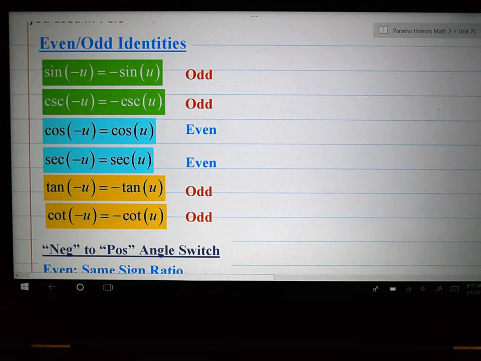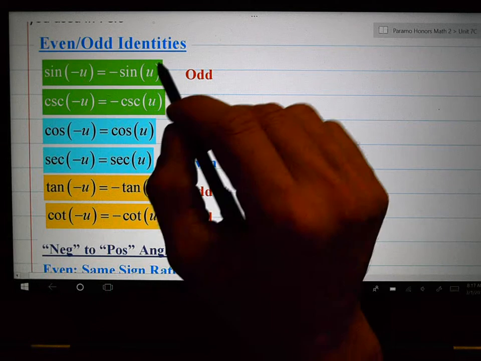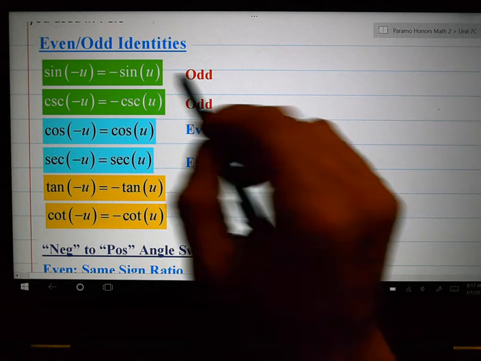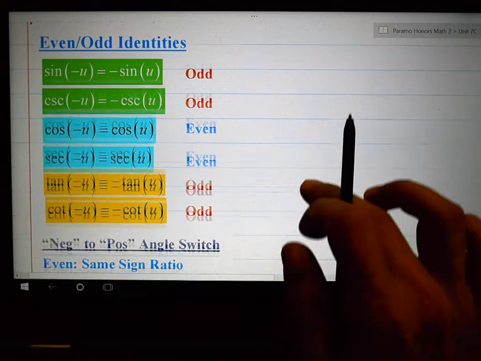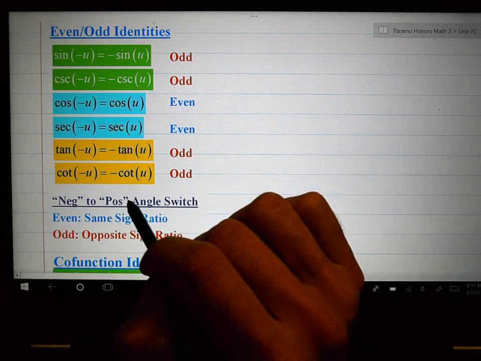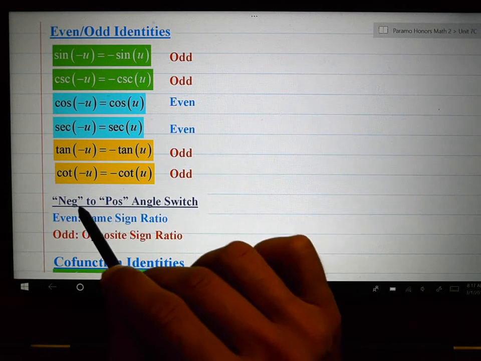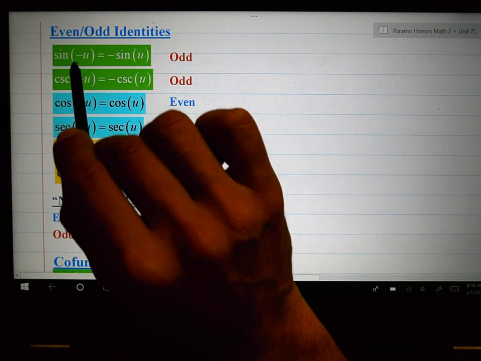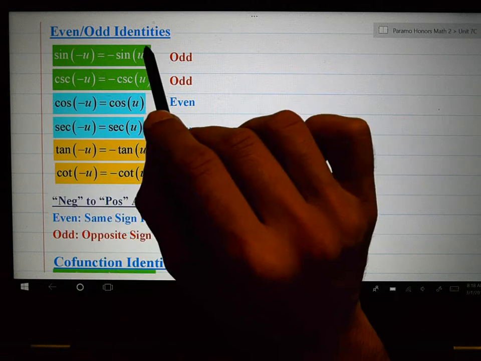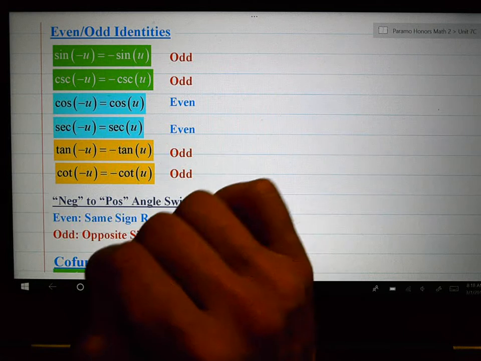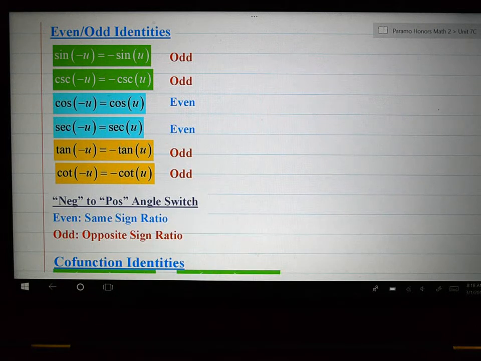The things that you need to know are the even and the odd identities. Now, I know this one looks confusing because I have an angle U, but you can think of that as theta, or you can think of that as any angle. It could be sine of x or whatever it may be. You basically know what to do when you switch from a negative angle to a positive angle. If the angle changes from a negative angle into a positive angle, you'll know whether it's going to be the same sign or the opposite sign, depending whether it is even or odd.